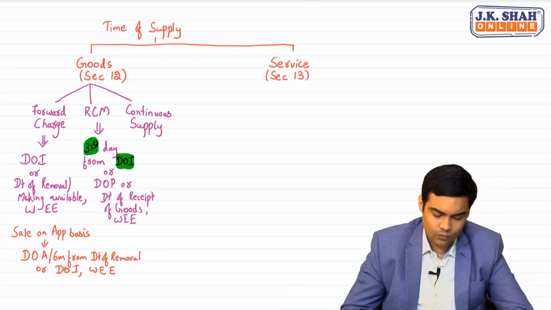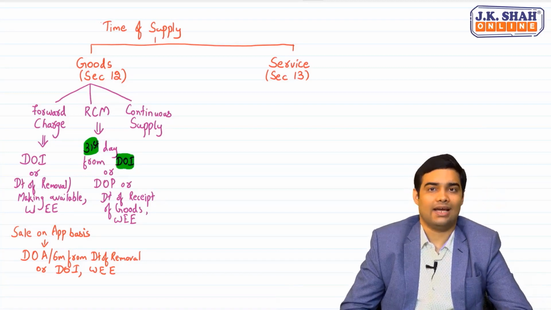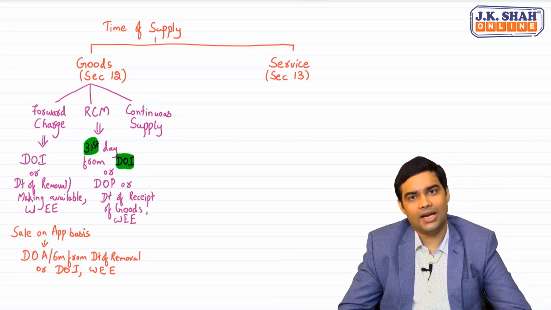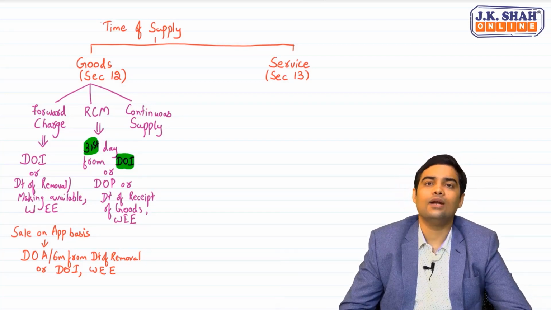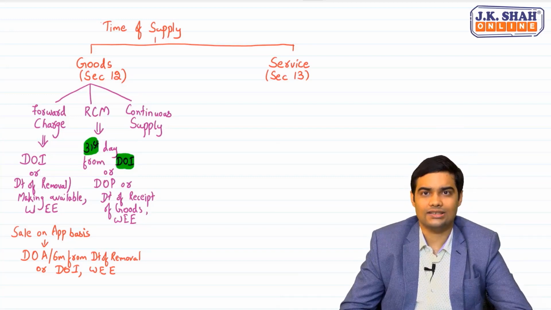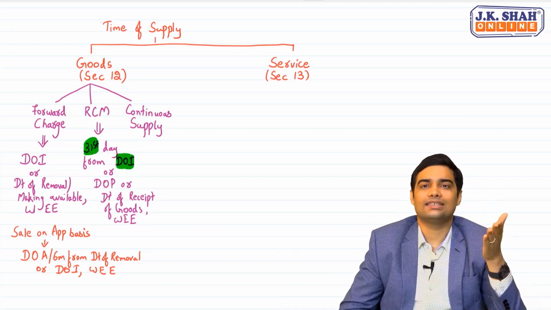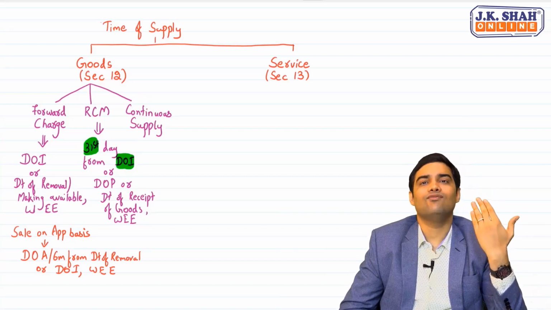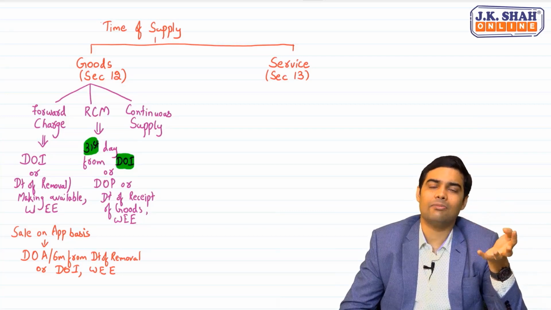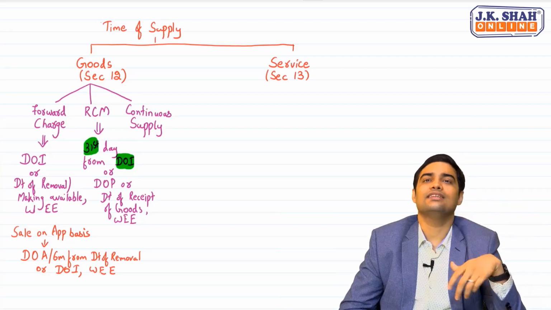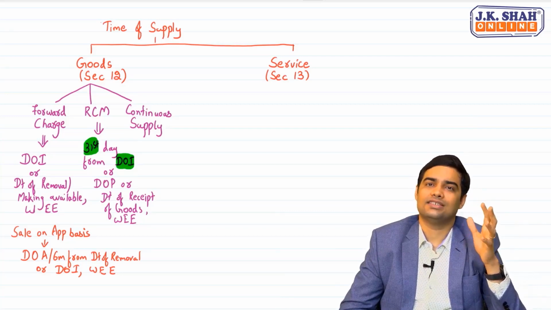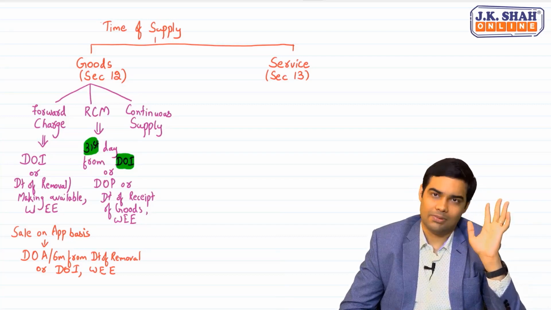See, invoice is issued by the supplier. In case of reverse charge, who pays the tax? Recipient pays the tax. That's why it would not be a good practice to consider date of invoice because that's issued by the supplier. The government has given 30 days time. If within 30 days you don't make the payment or you don't get the goods, then 31st day would be considered as time of supply.